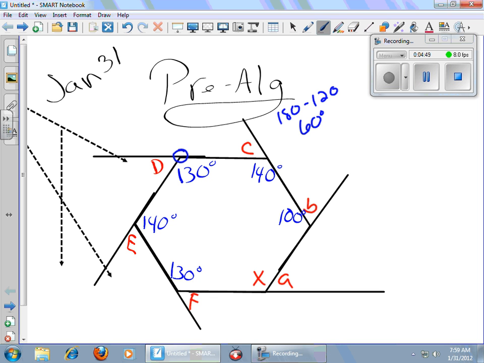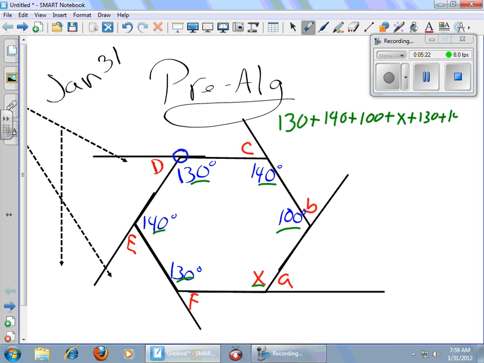Now, from the previous example, you should know that there's 720 degrees in a hexagon. Well, that means that all 6 of these angles, 1, 2, 3, 4, 5, 6, they must all add up to be 720. So I could write an equation if I wanted to. This is the way Mr. Underhill would do it. He would go 130 plus 140 plus 100 plus x plus 130 plus 140. And that would have to equal 720. And then he would add them all up.